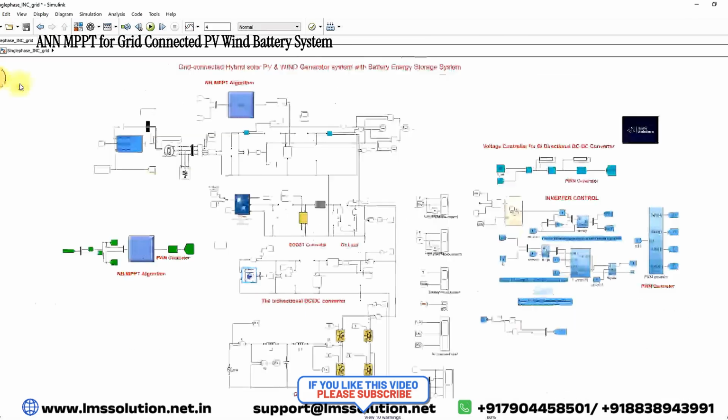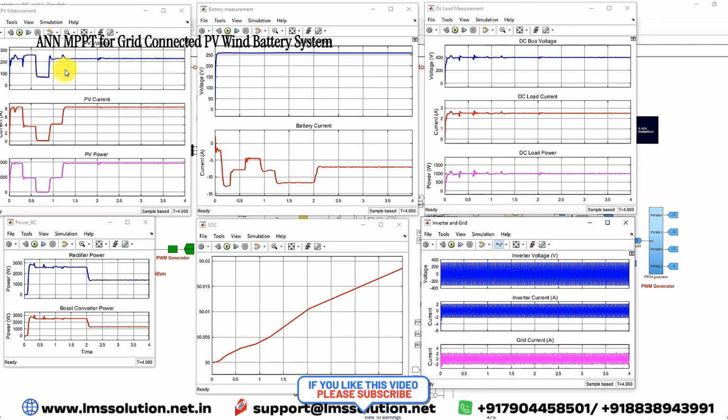After we simulate this model, we have to check the results. This is the PV voltage, current, and the PV power. Initially, the PV power is almost 2000 watts because it is operated at 1000 watts per meter square. After 0.3 seconds, the irradiation changes to 500 watts per meter square. That's why you are getting 1000 watts from the PV. After 0.6 seconds, the irradiation changes to 10 watts per meter square. That's why you are getting power of around only 0.